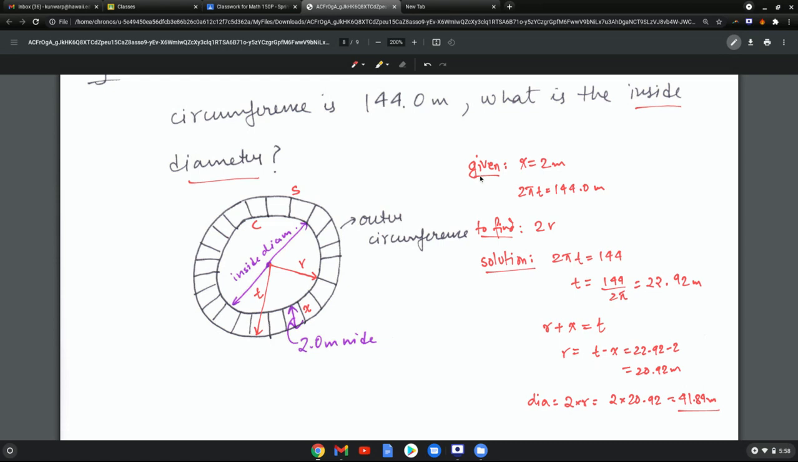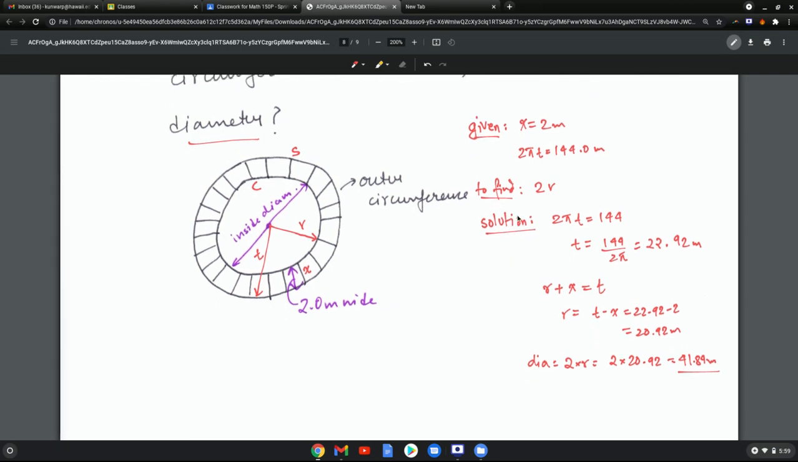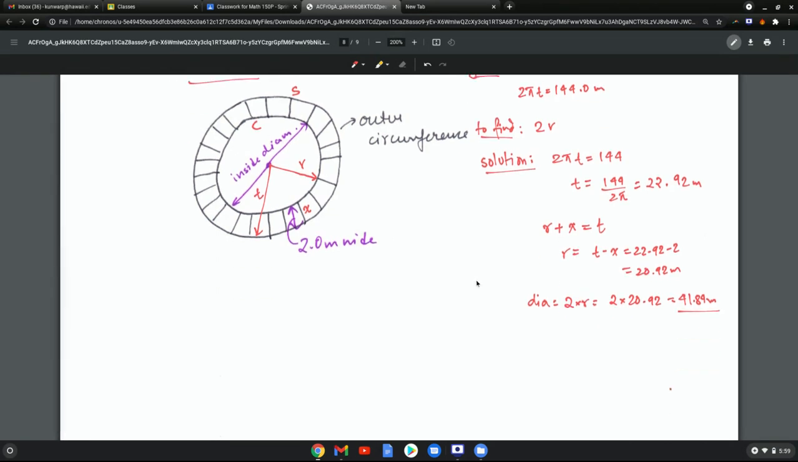So again, this framework is very helpful because it lets you take a word problem and isolate the information that you have, and then you can follow the steps to get from what is given to what it is that you're trying to find.